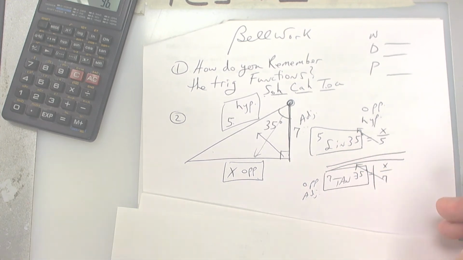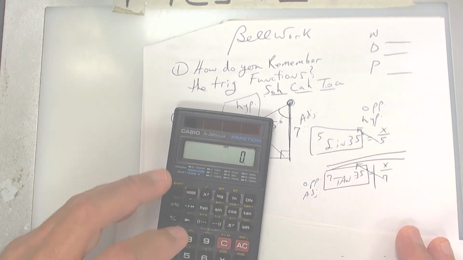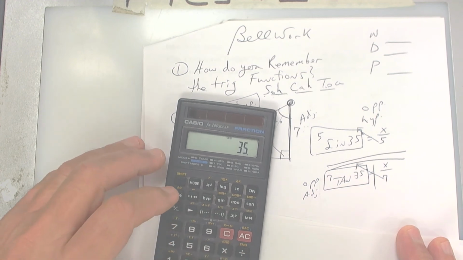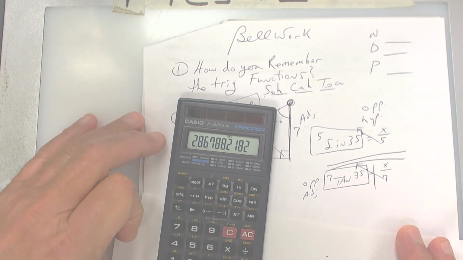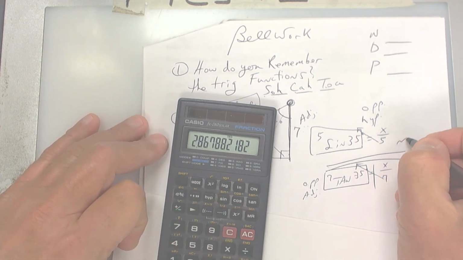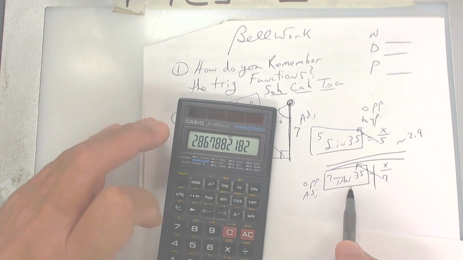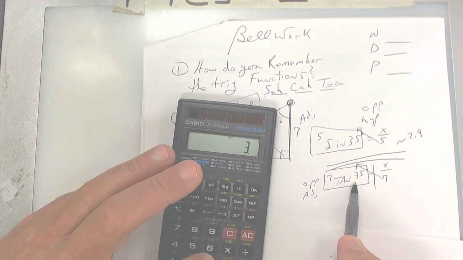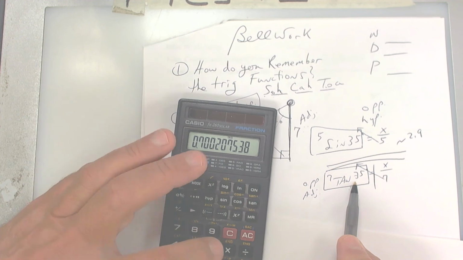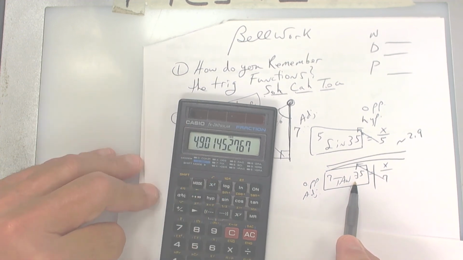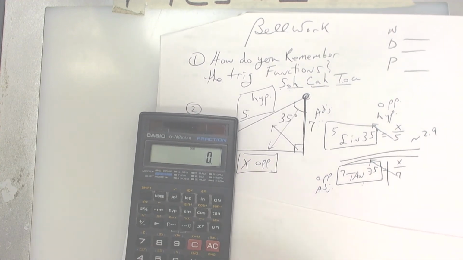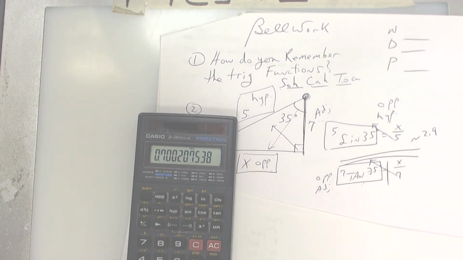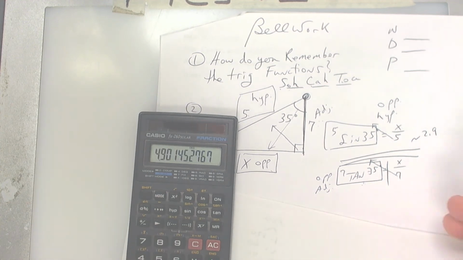Let's try it. So clear your calculator out. Press 35 sine, or however you do it on your calculator, times 5. So I get 2.9 on this one. This one should give me 2.92, so let's try it. 35 tangent times 7, and I get something different. So let me check and see what I did wrong. Let me try it again. 35 tangent, okay, times 7 equals, I get 4.9 on this one.